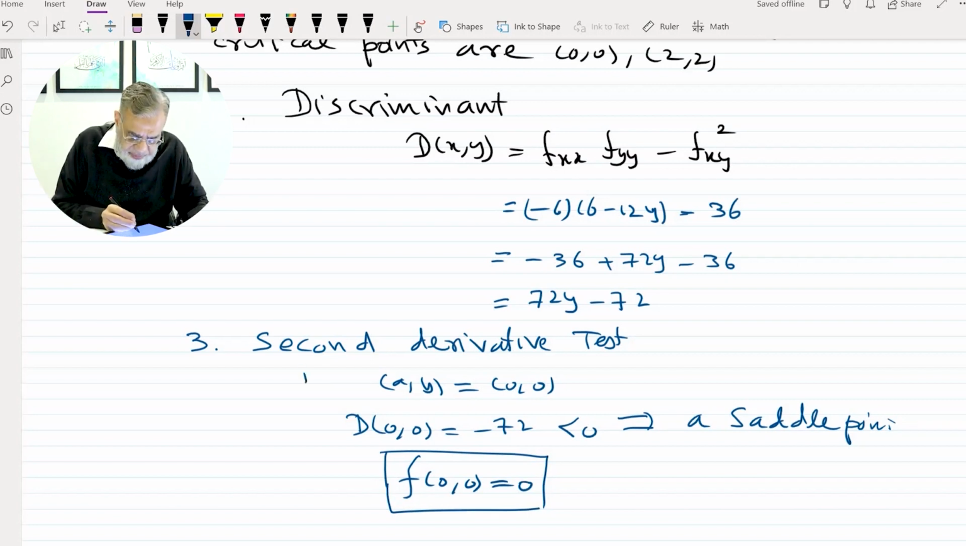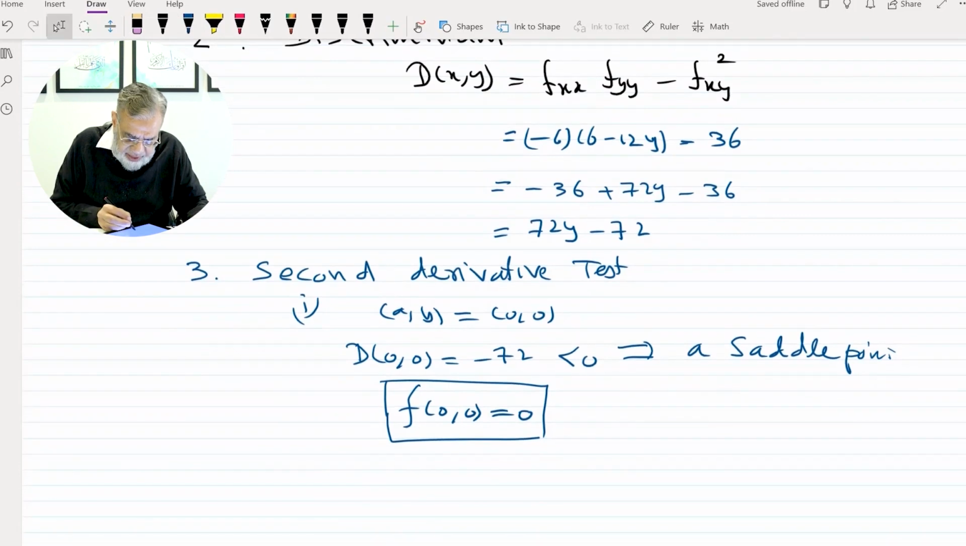Now this is my number 1. Number 2, I take the second critical point, (a, b) equal to (2, 2).